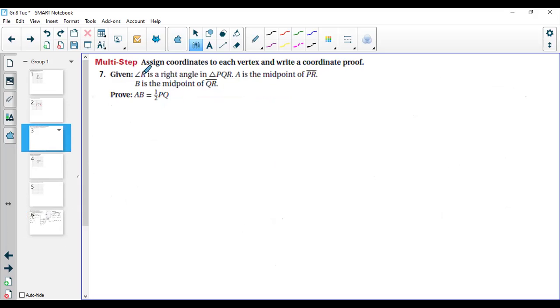Now let's look at this question. R is a right angle in triangle PQR. What does that mean? That means they are talking about a right triangle, because if there is a right angle in a triangle, it's a right triangle, right? So this angle is going to be R. What's the name of the triangle? PQR, so you can name it PQR. A is the midpoint of PR, so this is A. B is the midpoint of QR, so this is going to be B.